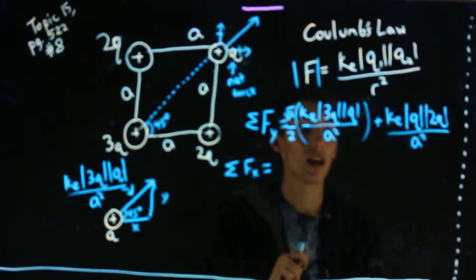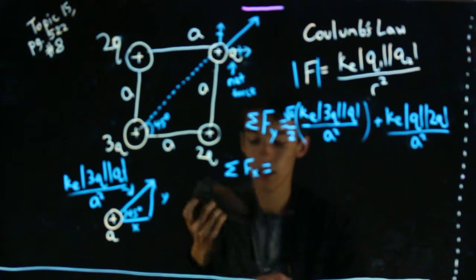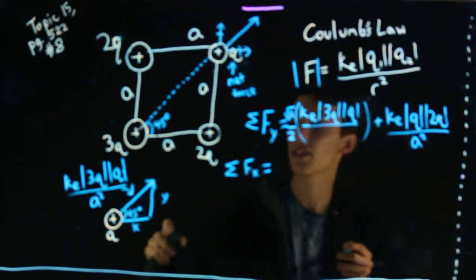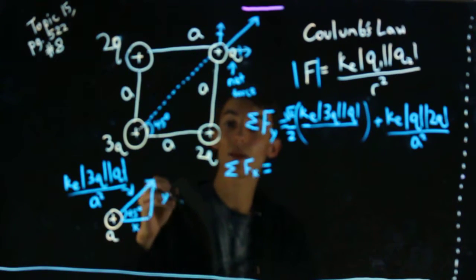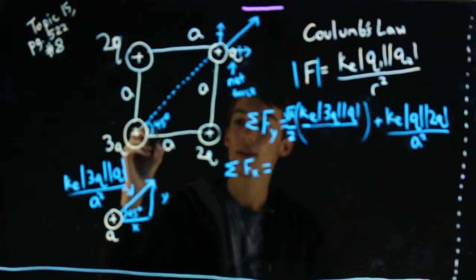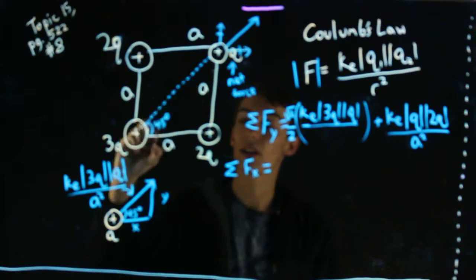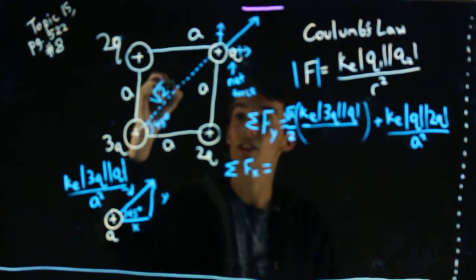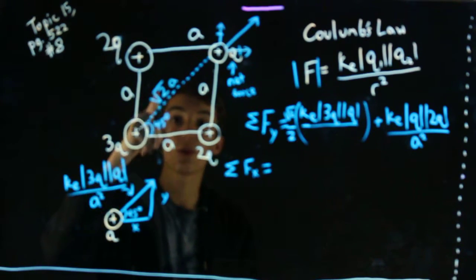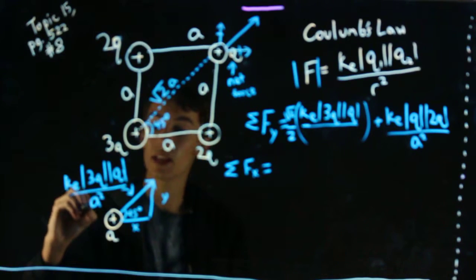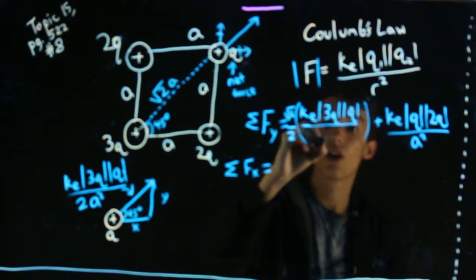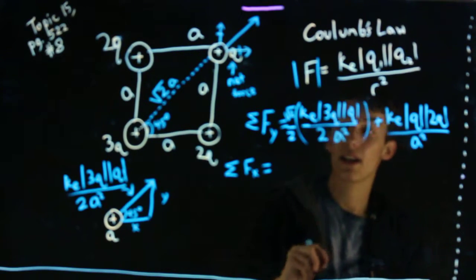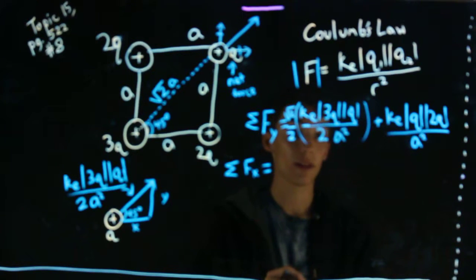distance between them. One thing, actually, that I made a slight mistake on: the distance between these two is not a, because it is the diagonal of a right triangle. I apologize for this in advance. Using our right triangle properties, this distance is actually root 2 a. And so when we get the root 2 a and we square that, that's actually going to be 2a squared, all over 2a squared. So now we have our proper forces in the y direction.